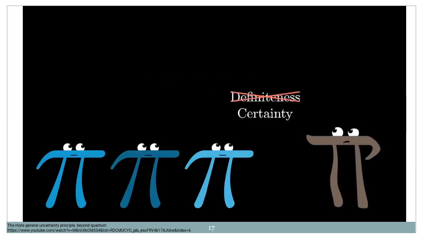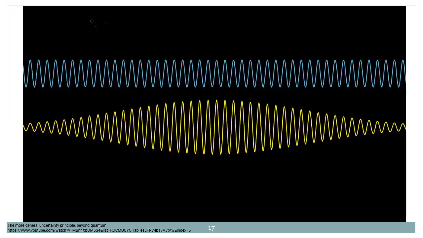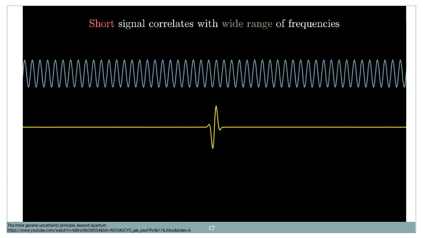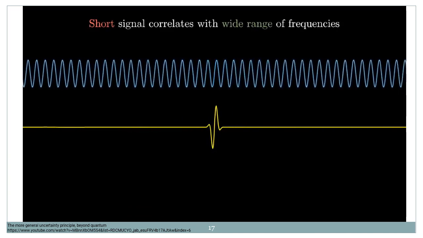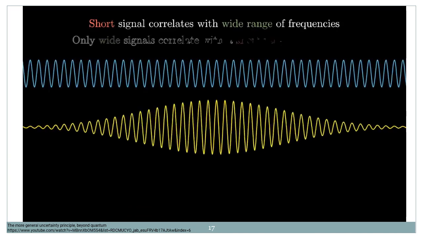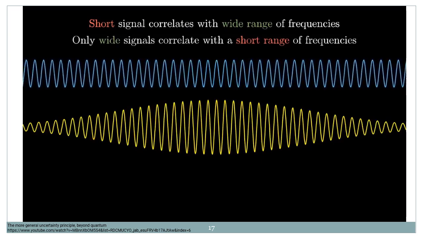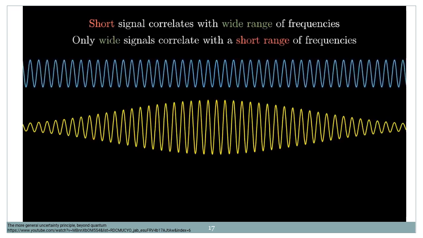Or rather than talking about definiteness or certainty, it would be a little more accurate here to say that the short signal correlates highly with a wider range of frequency, and that the signal correlating strongly with only a narrow range of frequencies must last for a longer time. Here, that's the kind of phrase that's made a little bit clearer when we bring in the actual math.